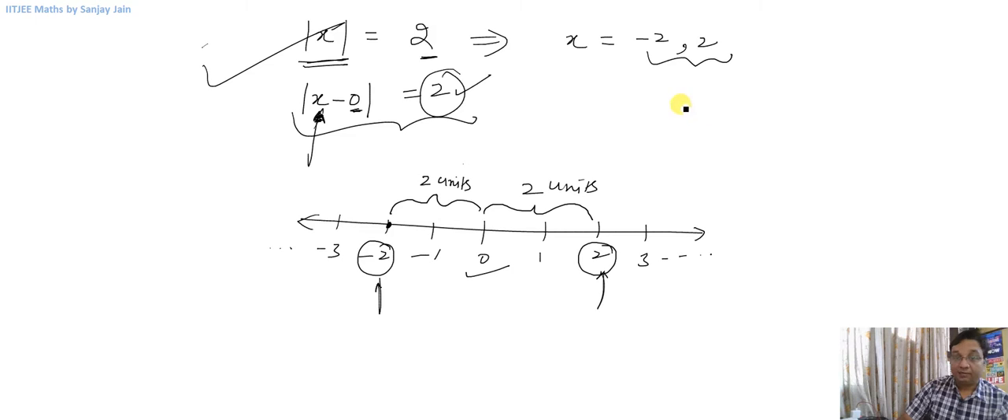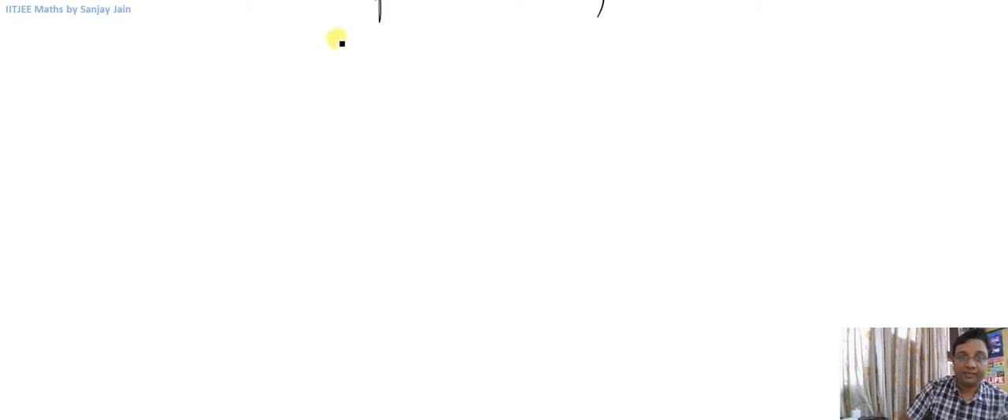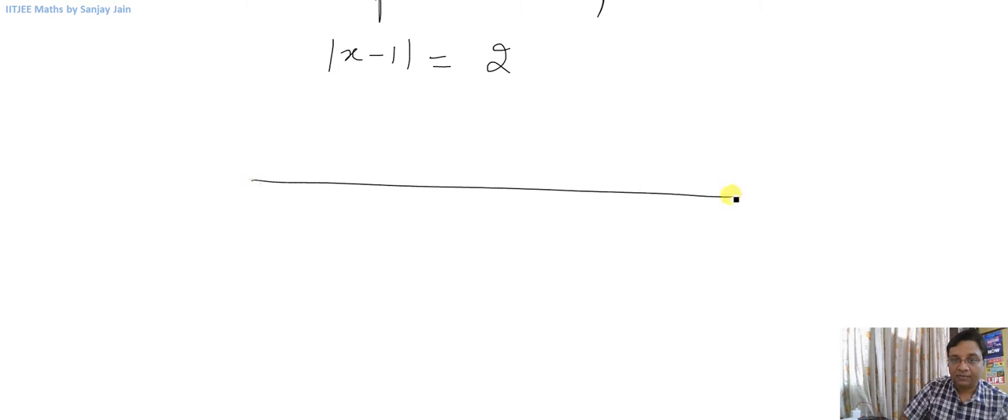All right, and now let me write mod of x minus 1 equals 2. Now I am looking for a real number x, the distance of which from 1 is 2.